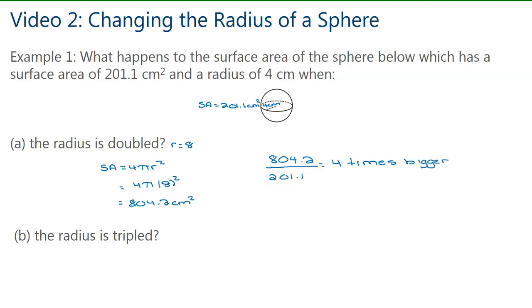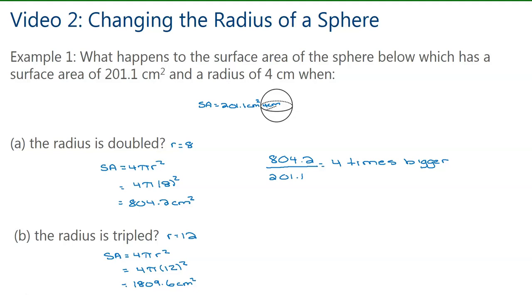So now let's see what happens when the radius is tripled. So now 4 times 3 is 12. So I plug that in and get 4 times pi times 12 squared, which works out to be 1,809.6.